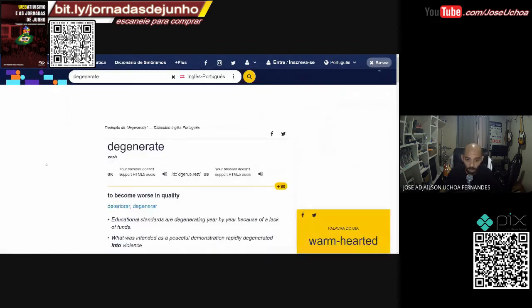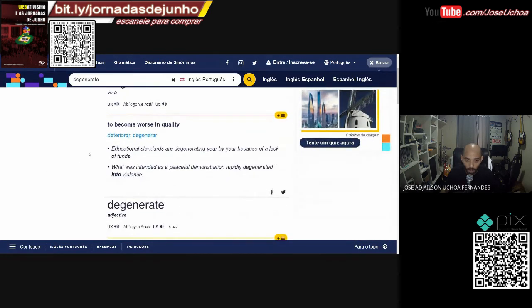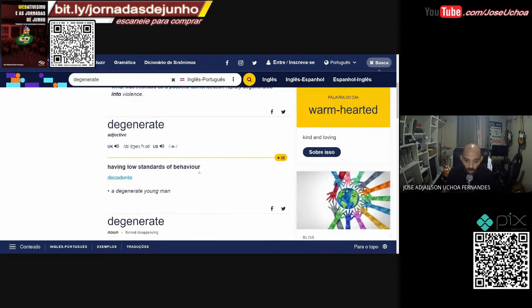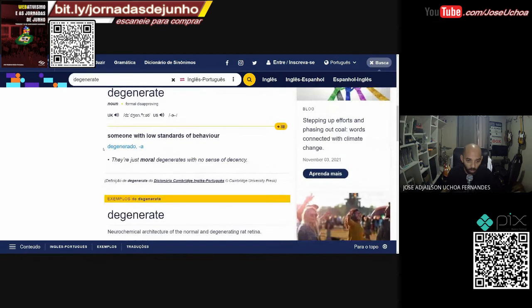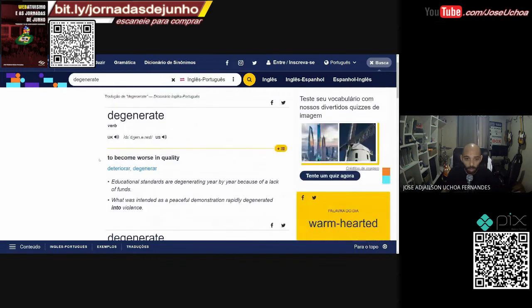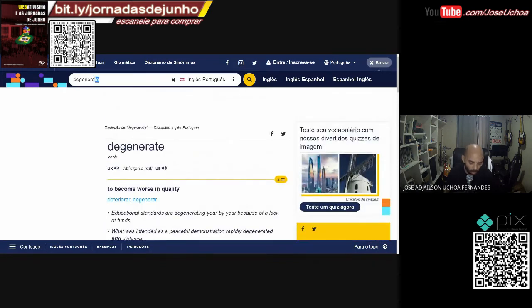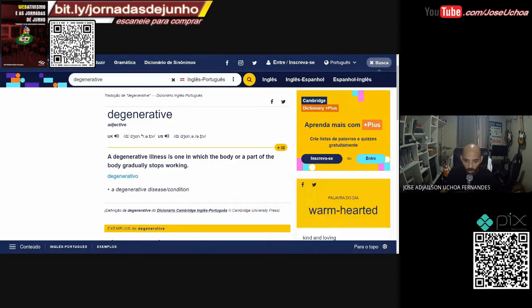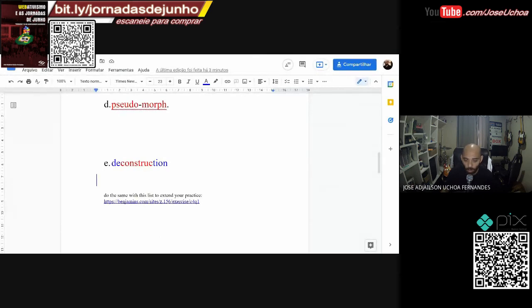Like degenerate. What is to degenerate? To become worse in quality, or having low standards of behavior, or someone with low standards of behavior. Degenerative disease, like Alzheimer's disease. What is degenerative? A degenerative illness is one in which the body or a part of the body gradually stops working. So it's like undoing, like reversing, like getting poor.